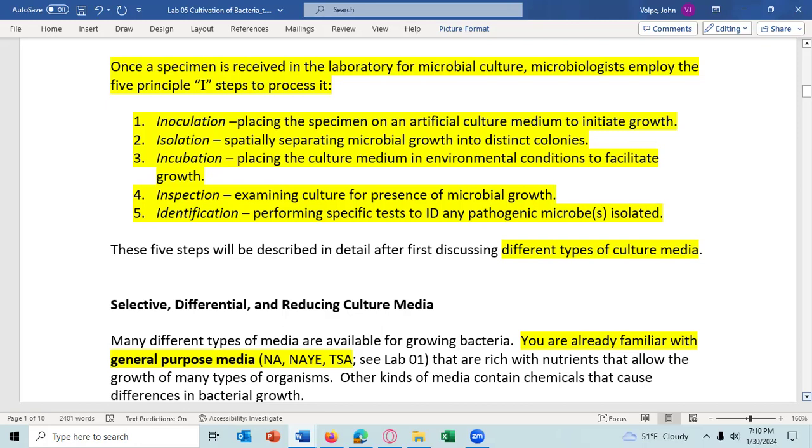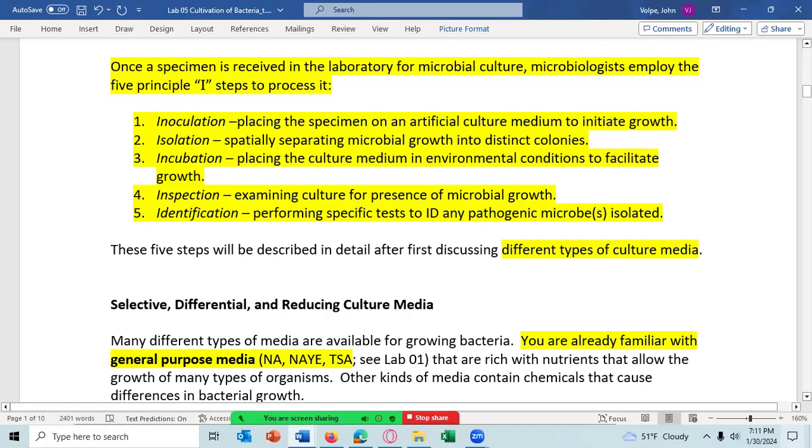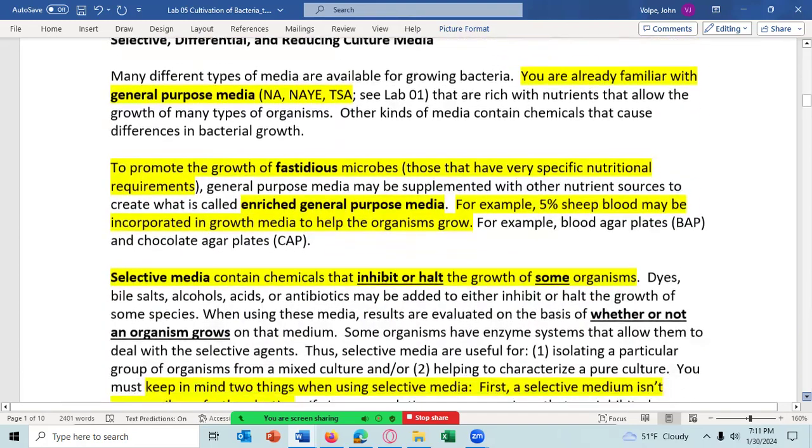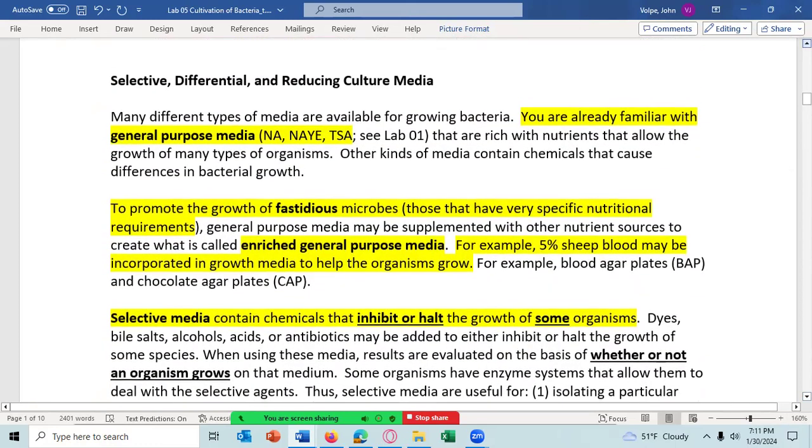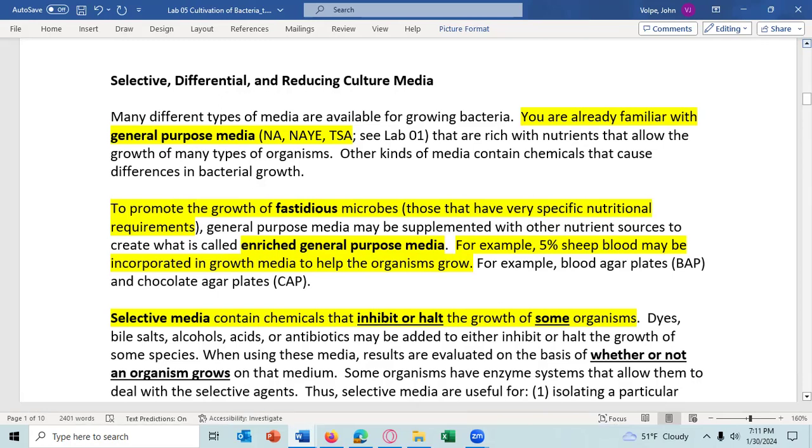5, lastly, identification, performing specific tests to ID any pathogenic microbe that's been isolated. The 5 steps will be described in detail, and we will also discuss the different types of culture media. In talking about the different types of culture media, you are already familiar with general purpose media, such as NA, nutrient agar, NA, nutrient agar with yeast extract, and TSA, tryptic soy agar.